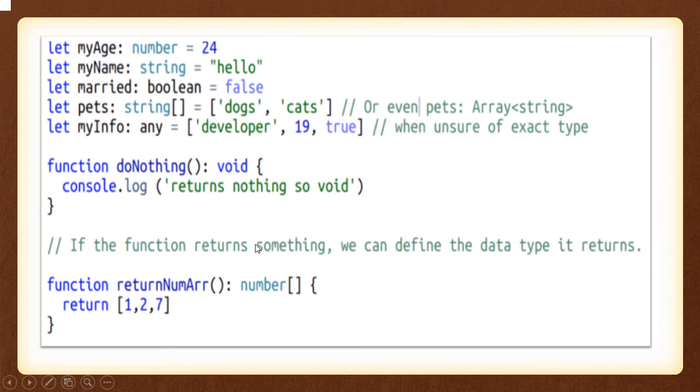If the function returns something, we can define the data type it returns. Like here this function is returning a number array, so the return type is number array. If it returns a string array, we will specify string array here. So based on the type: if it is returning the user details object, the data type of this function is the user details object.